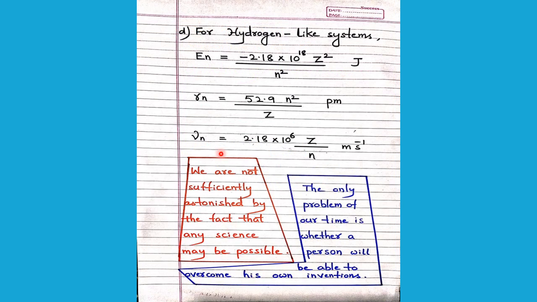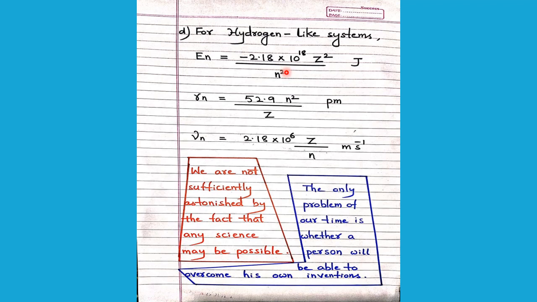Now for hydrogen like system, these are the expressions: energy of the nth shell, radius of the nth shell, frequency of the nth shell. The only difference is what? Z. I have taken Z because Z is the atomic number. The previous one was for hydrogen. These are for hydrogen like systems, meaning single electron systems.